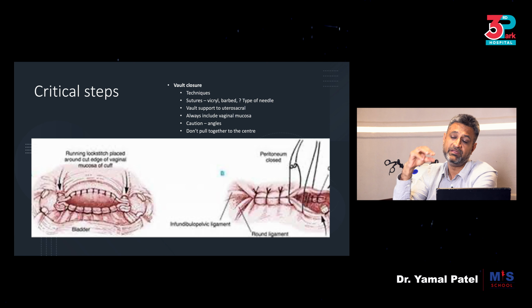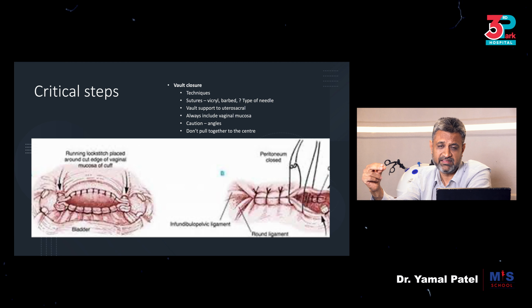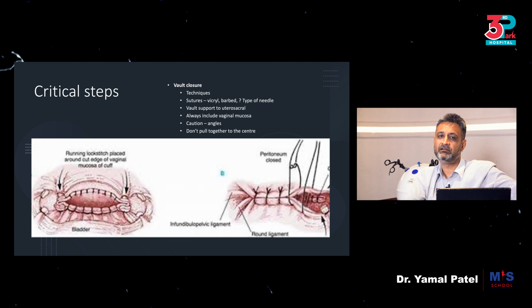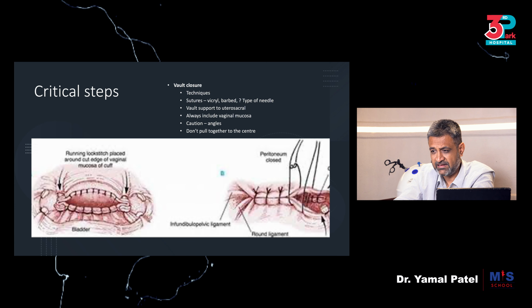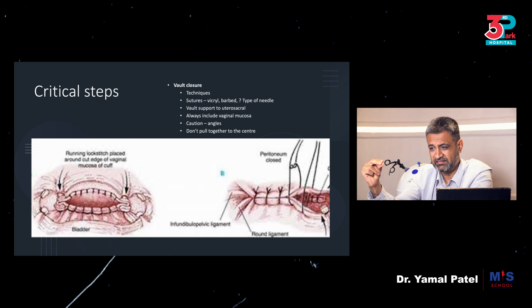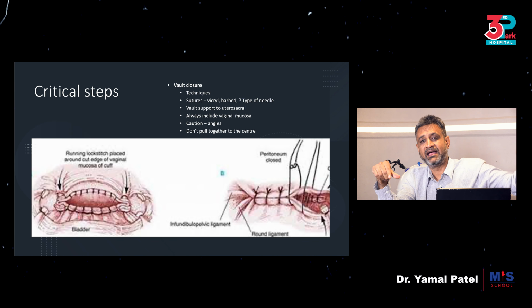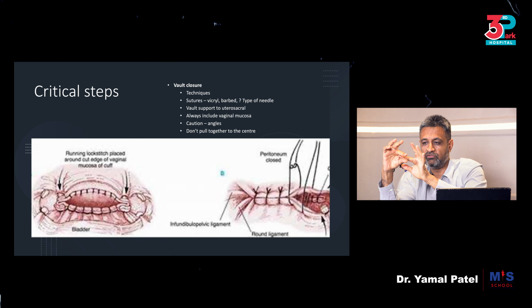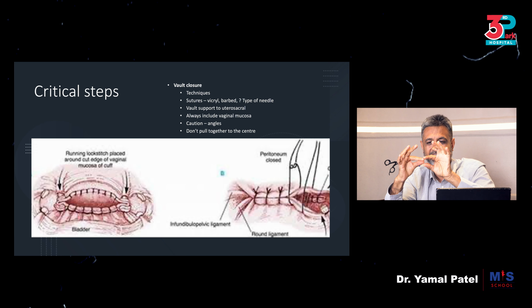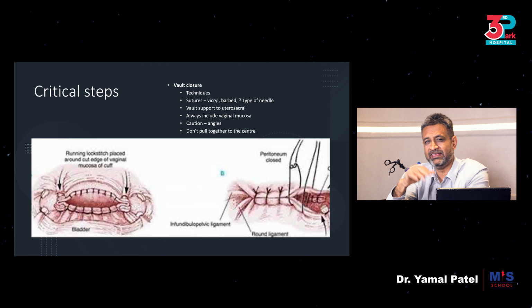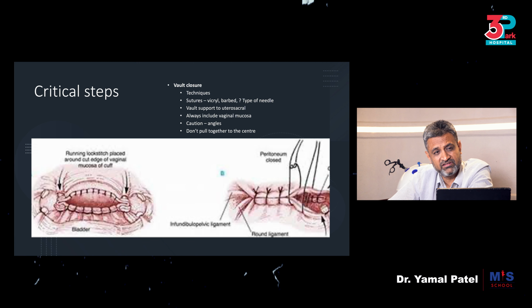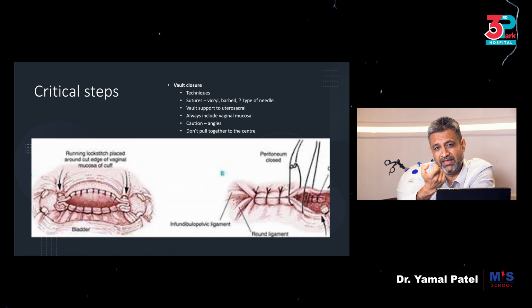So the best way would be to start with one angle, take a stitch there, go to the other angle, start from there, and then come to close this side, rather than start with this angle and go through, because the other angle will be very difficult to close when you reach this end, and the angle might disappear inside. And if you unnecessarily go in deep without vision, you could actually strangulate or kink the ureter in that process.